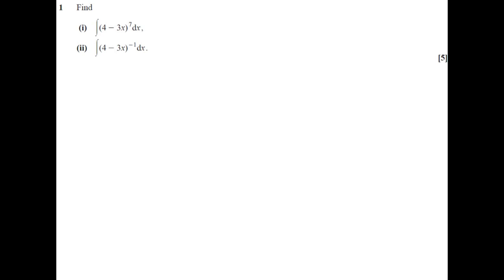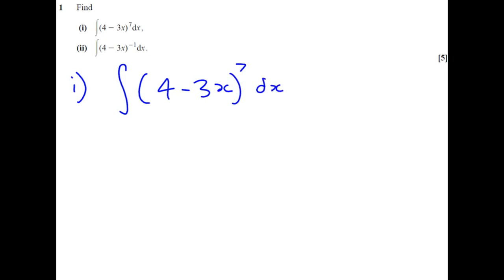Question 1. We've got some integration. First integration is of (4 minus 3x) to the power of 7 dx. Now this you need to do by recognition, by inspection, whatever you want to call it. I call it guessing. It's effectively something to the power of 7.